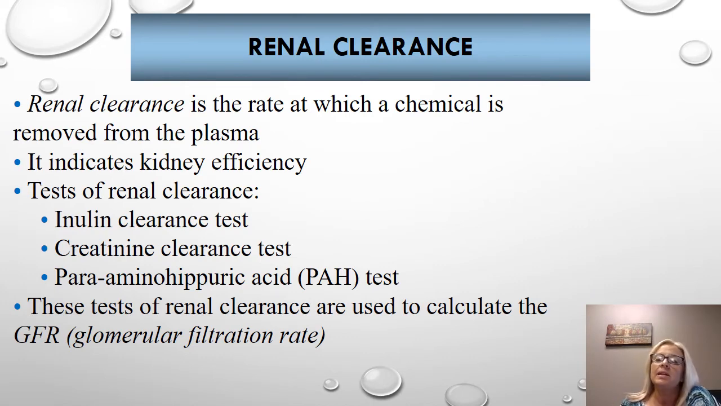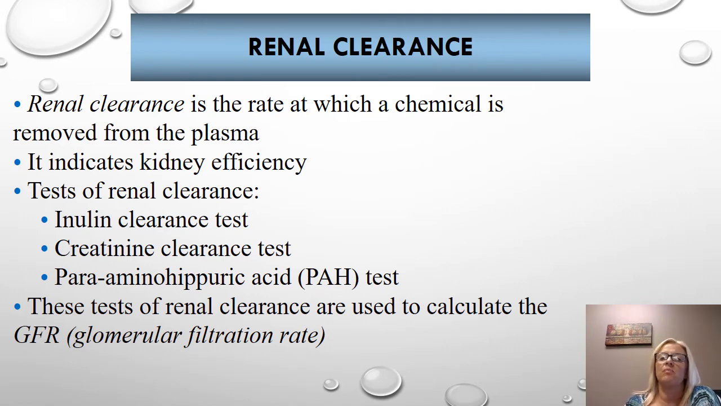A decrease in glomerular capsule hydrostatic pressure is going to increase the rate of glomerular filtration. So tests of these tell us if there is glomerular damage, or it can monitor the progression of a renal disease. An increase in glomerular osmotic pressure will decrease the rate of glomerular filtration. So inulin clearance, creatinine clearance, and that PAH test can measure kidney function and indicate renal failure.